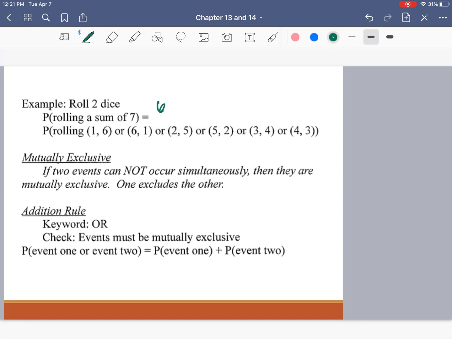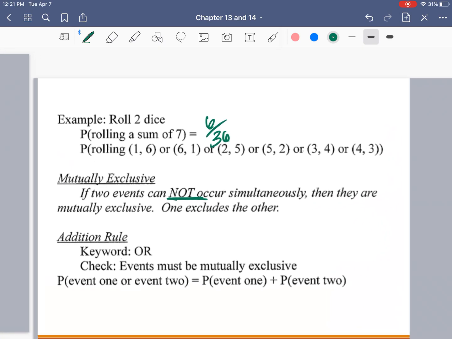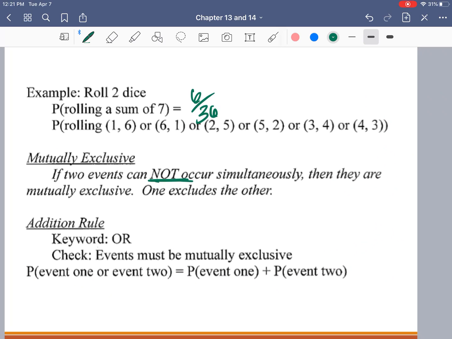This leads us into, not 6 out of 37, 6 out of 36, this leads us into what's called mutually exclusive events. So we have independent events, and that means and, where you multiply. Mutually exclusive events are events that cannot occur at the same time. So you cannot reach into your drawer and pull out a blue pair of socks and a red pair of socks if you're only pulling out one pair of socks. You cannot do both at the same time.